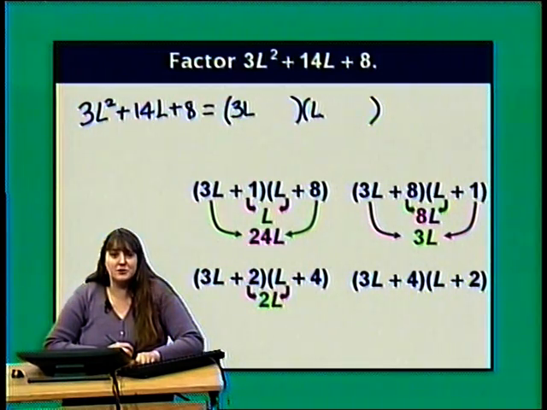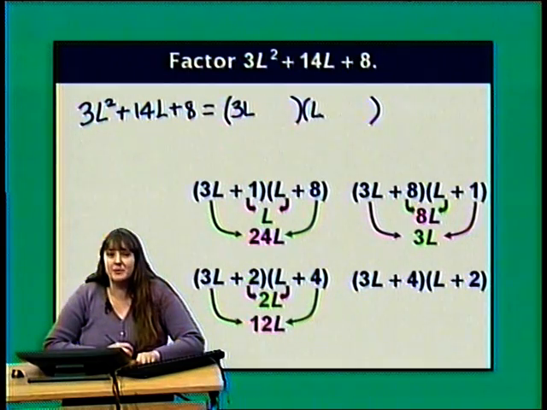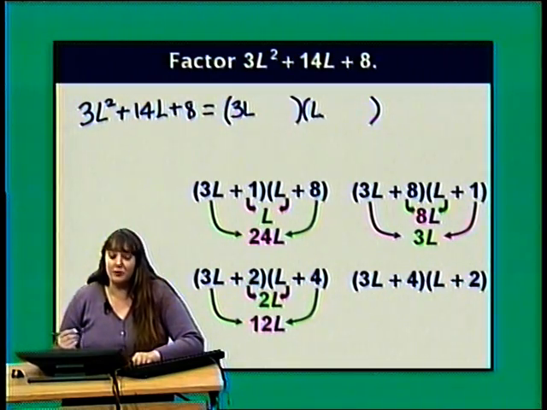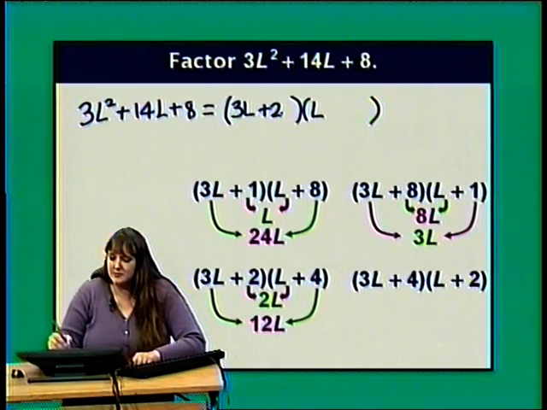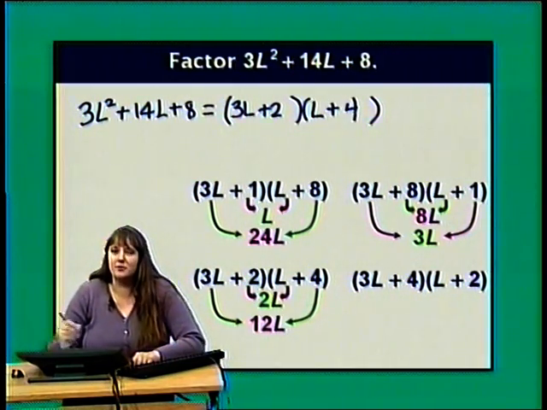Let's go to that next choice. 2 times l is 2l. 3l times 4 is 12l. So my outer and inner terms would add to 14l. That's what I wanted. So it looks like this polynomial factors to 3l plus 2 times l plus 4.